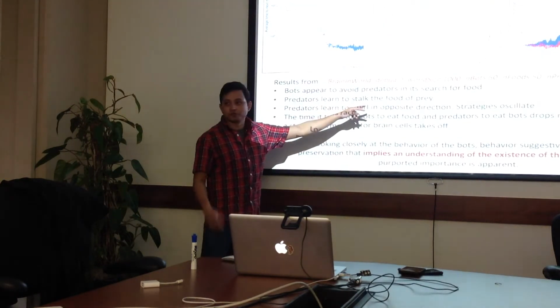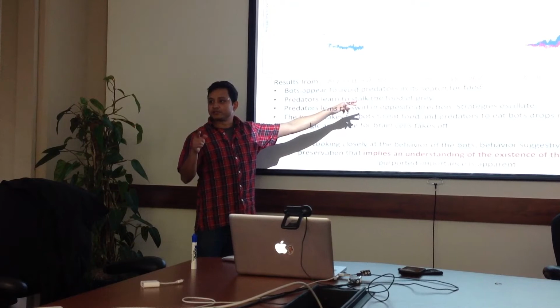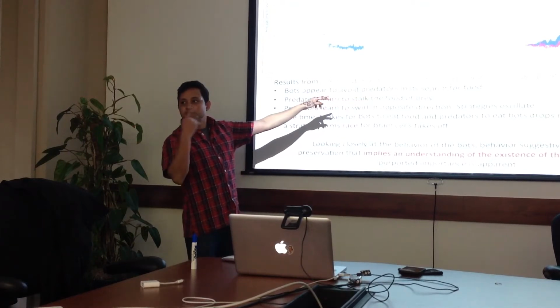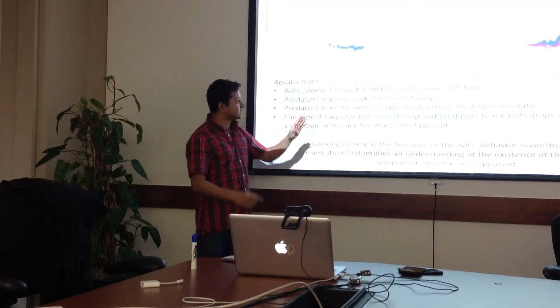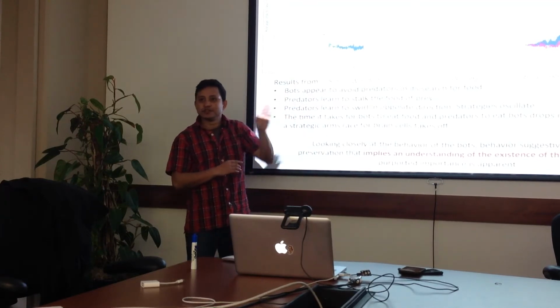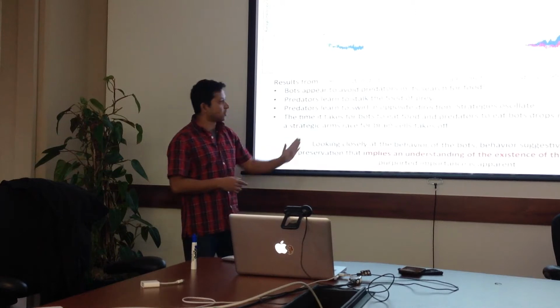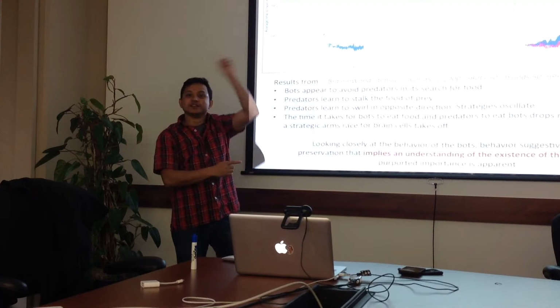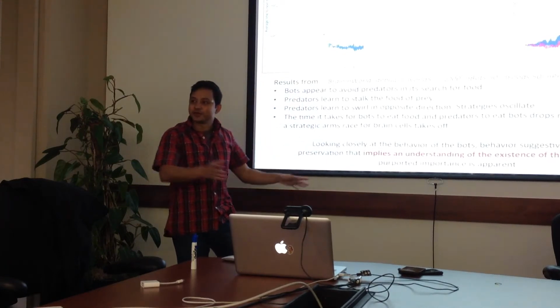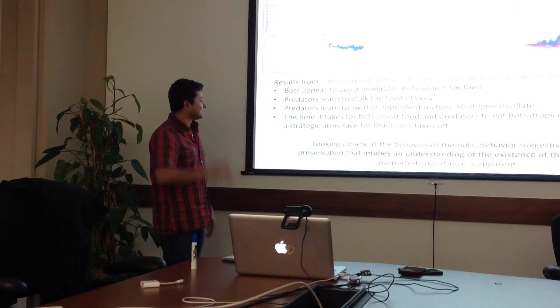Predators learn to stalk the food of the prey, because the predators know that the prey is going to come after the food. So they kind of swirl around near the food. Then the predators also learn to swirl in the opposite direction of the bot. The bots are swirling clockwise, the predators know that, oh, I can do that, then the prey realize, and they go the other way.